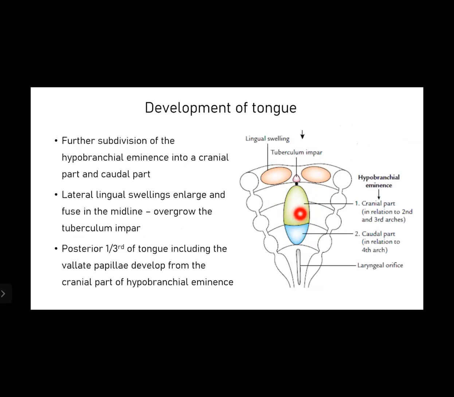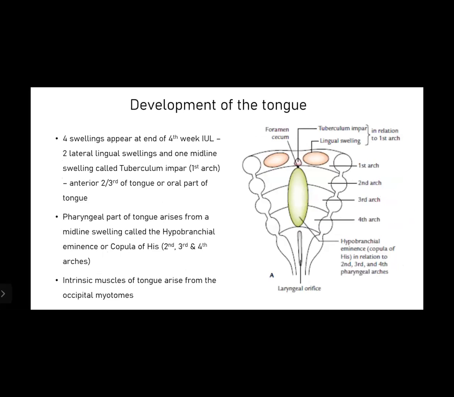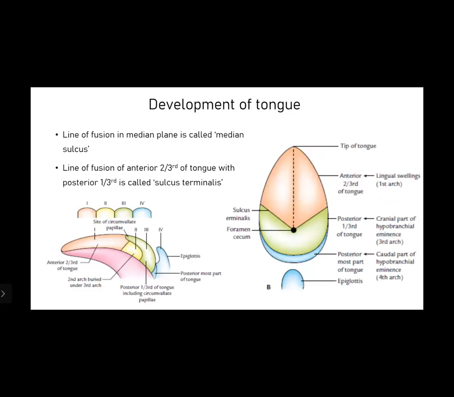Okay, and the lateral and posterior third of the tongue, including the vallate papillae, develop from the cranial part of the hypobranchial eminence. So this green area is what contributes to the formation of the posterior third of the tongue, which is the pharyngeal part of the tongue. Okay, so you can see there again a different view.